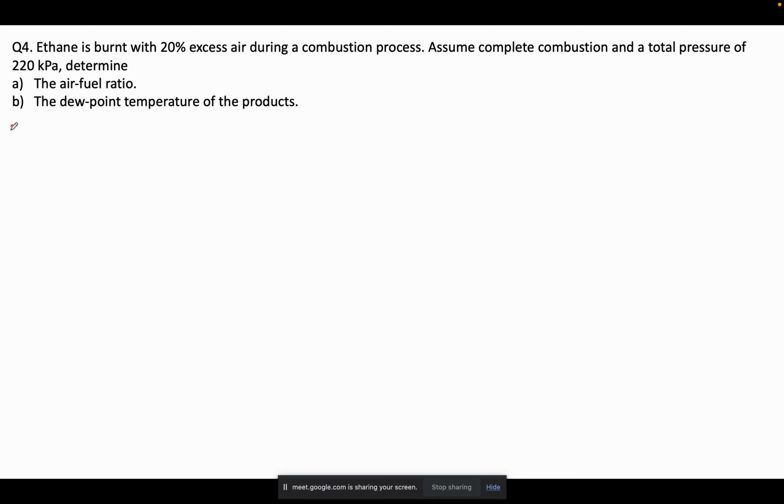So the first part is for theoretical air, which you have to calculate, and then you have to calculate for the excess air. Okay, for theoretical air, the ethane formula is C2H6.